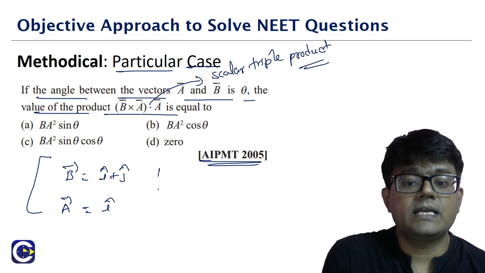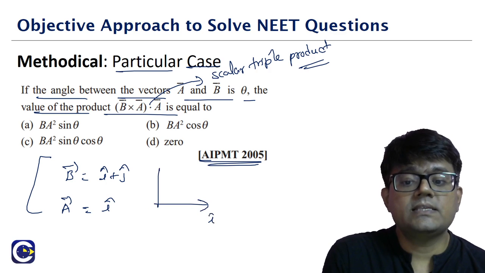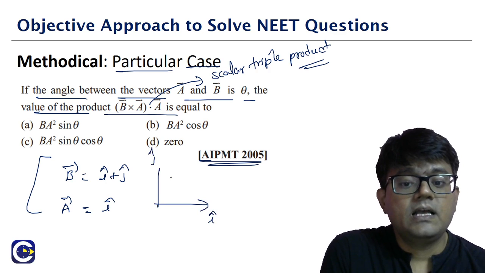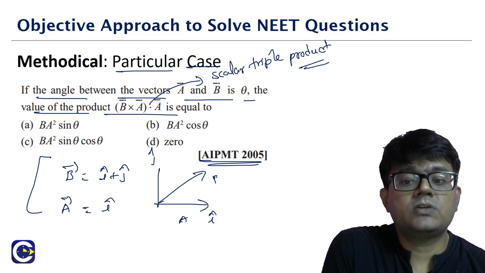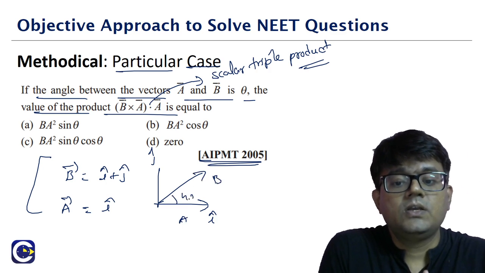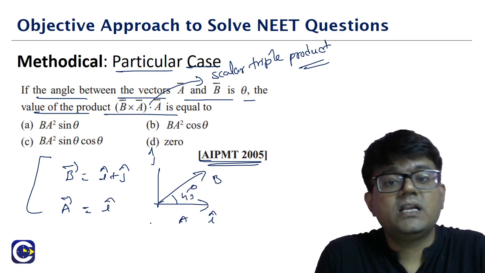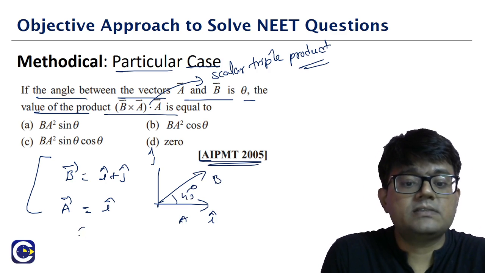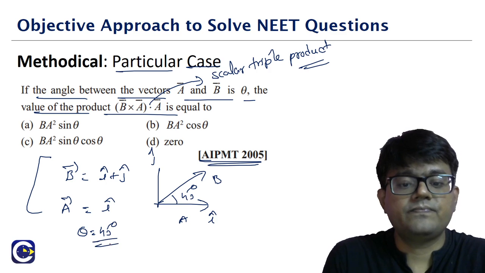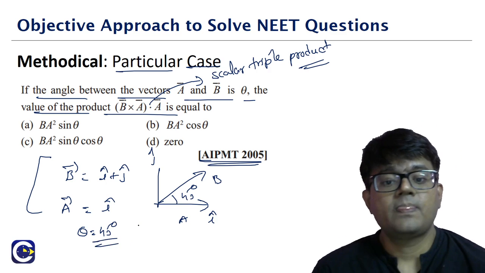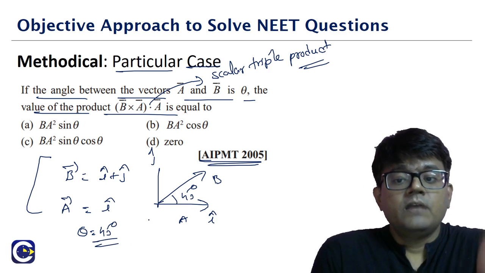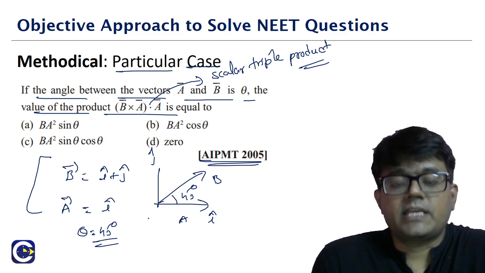See, what is the angle between B and A? A is along the positive x axis, and B is I plus J, so that is along the angular bisector. So B will make an angle of 45 with the x axis, which means the value of theta is 45. Okay? So now we will try to get the answer by using the particular case.